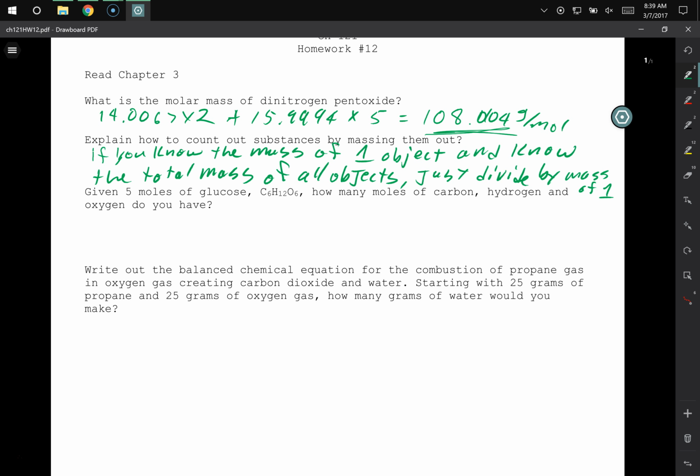So remember the pre-1982 pennies had a mass of about 3 grams? If I gave you a handful of pennies and you put them on a scale and the scale said that there were 150 grams of pennies there, how do you figure out how many pennies there are? 150 grams divided by 3, because that's the mass of an individual one.